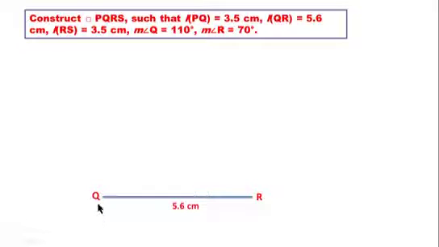Here first draw the segment QR of length 5.6 cm. Then we know the measure of angle Q is given, that is 110 degree. Take here measure of this angle is equal to 110 degree. Draw the ray. Length of PQ is equal to 3.5 cm. Take distance in two edges of compass is equal to 3.5 cm. Place here metallic pole and mark the arc. Length of this segment PQ is equal to 3.5 cm.